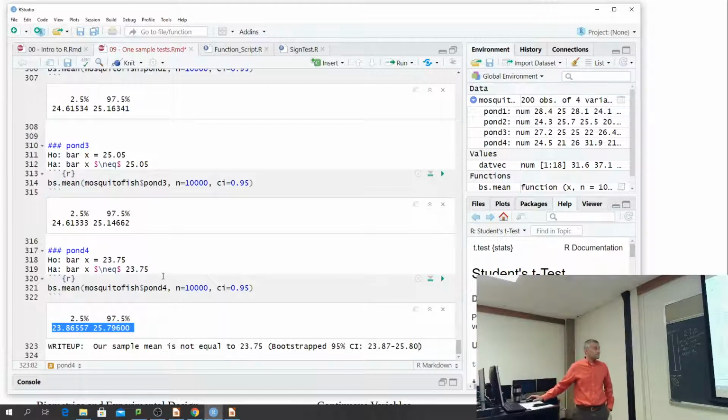Our write-up, not much more to say than this: the sample mean is not equal to 23.75. At some point you are going to have to report the bootstrapped confidence interval, or say that you're using these bootstrapped confidence intervals to assess significance. That's about all we say. There's no test statistic, no degrees of freedom, no p-value.